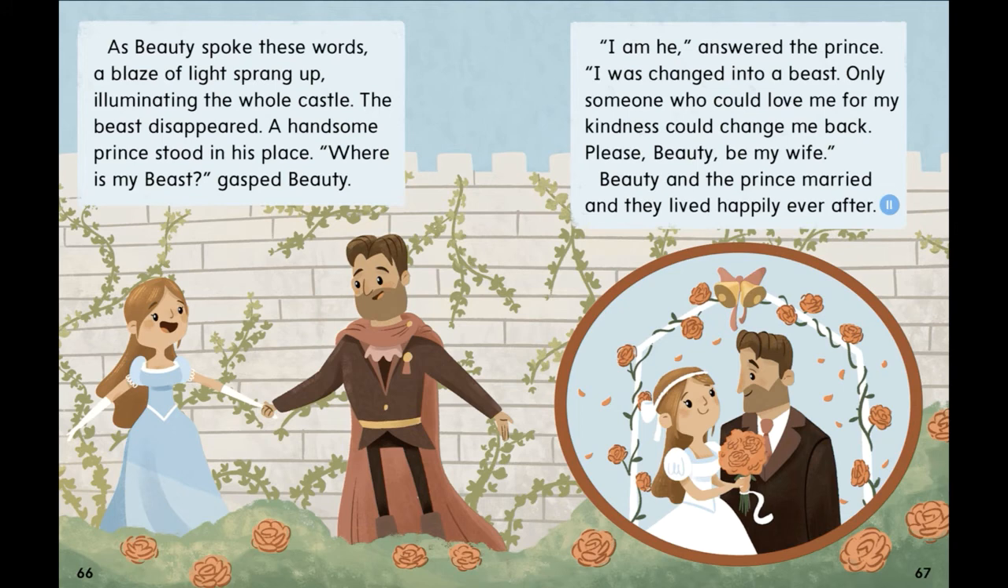As Beauty spoke these words, a blaze of light sprang up, illuminating the whole castle. The Beast disappeared. A handsome prince stood in his place. "Where is my Beast?" gasped Beauty. "I am he," answered the prince. "I was changed into a beast. Only someone who could love me for my kindness could change me back. Please, Beauty, be my wife." Beauty and the prince married, and they lived happily ever after.